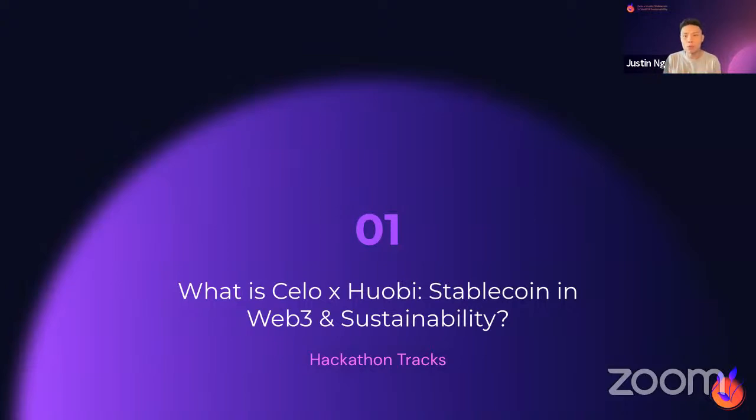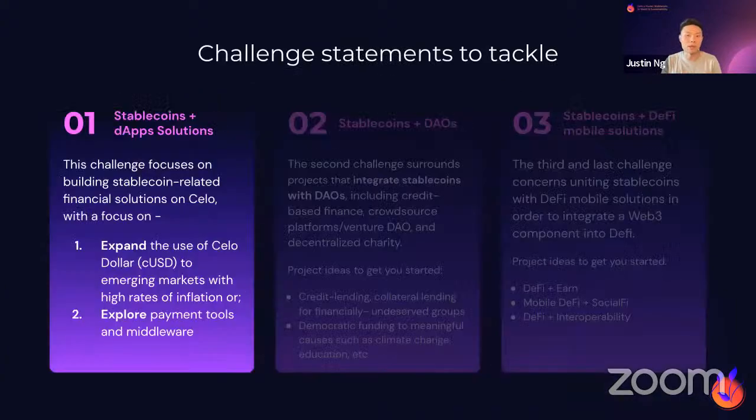One of the things we want to see is how we could develop different utilities of stablecoins with different functions, which is introduced in the challenge statements for this hackathon. We have 3 challenge statements, and lots of prizes up for grabs. The first challenge statement is the integration of stablecoins with DApp solutions. This track focuses on exploring how you can expand the usage of Celo dollars, or cUSD in short, to emerging markets with high rates of inflation, or explore different payment tools and middleware for the utility as well.